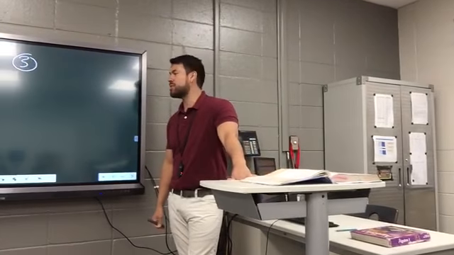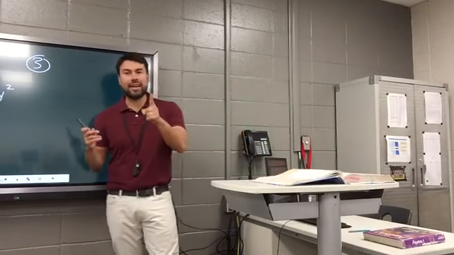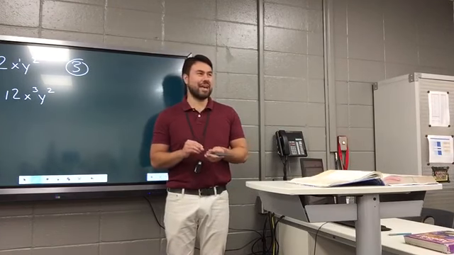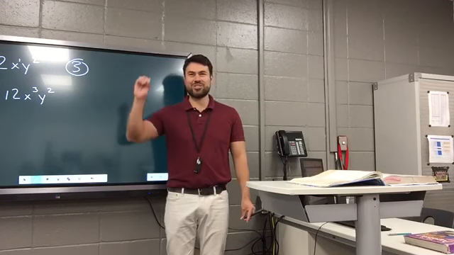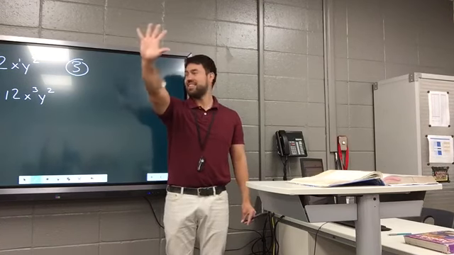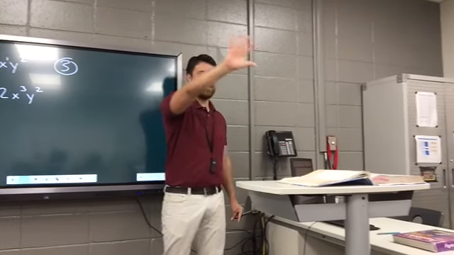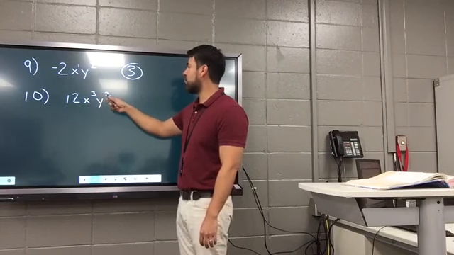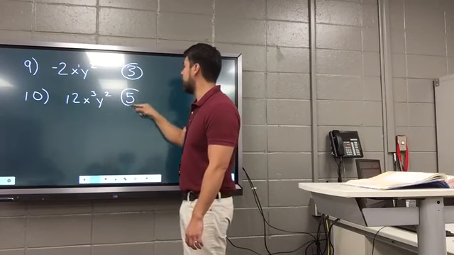Okay, let's go with number 10. What's the degree? Show me with the number of fingers on one hand. One whole hand. Unless something happened to one of those fingers, you should have 5. 5 is the answer. Look at the exponent of x, exponent of y. Those add up to be 5.